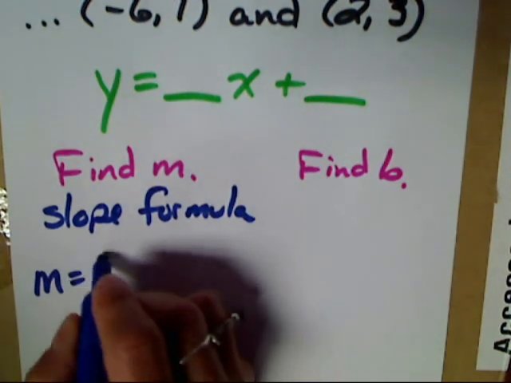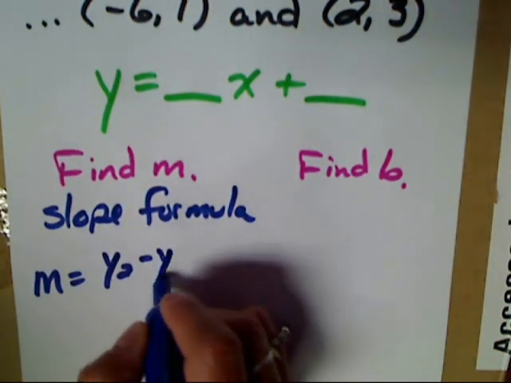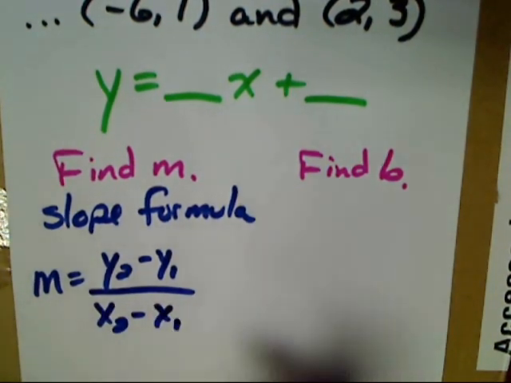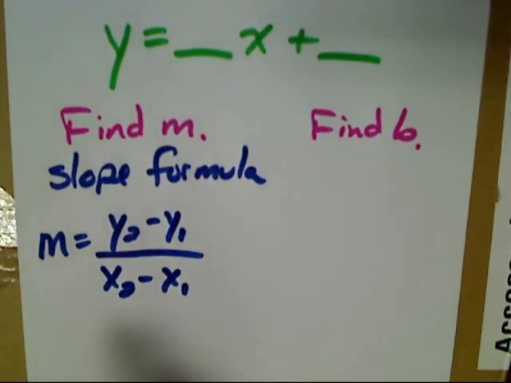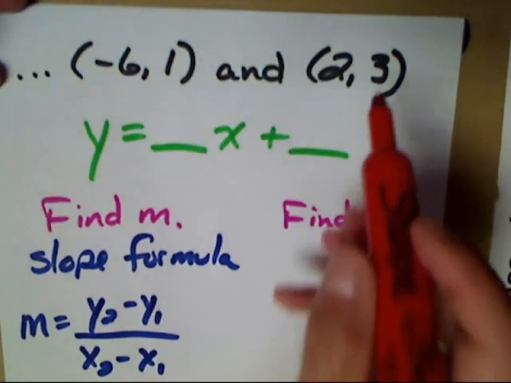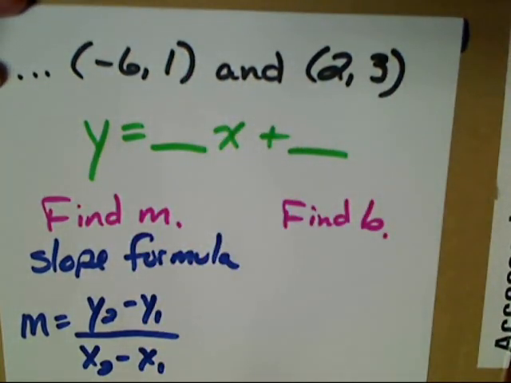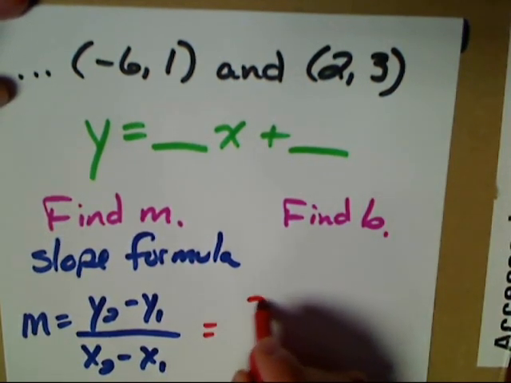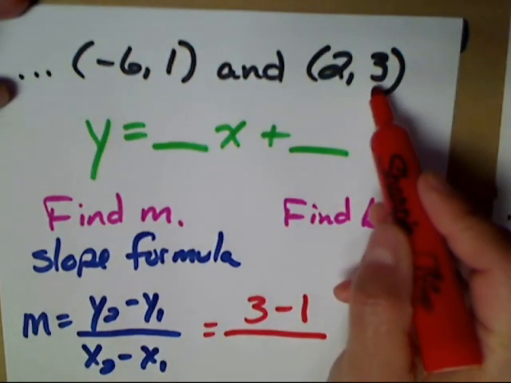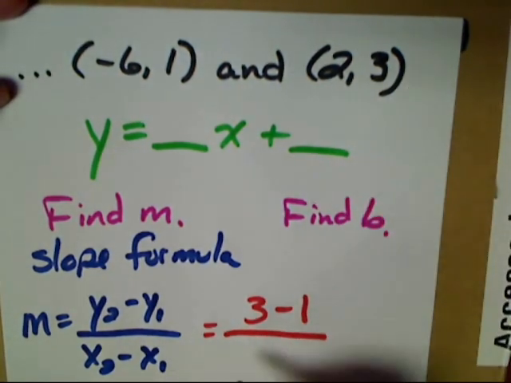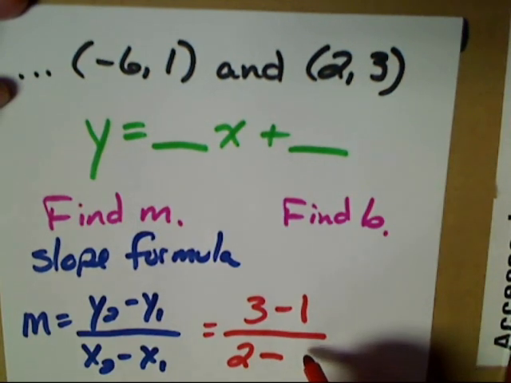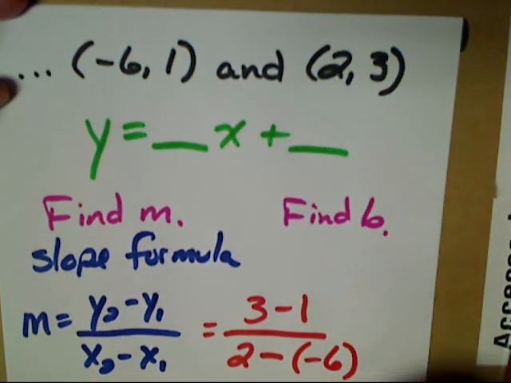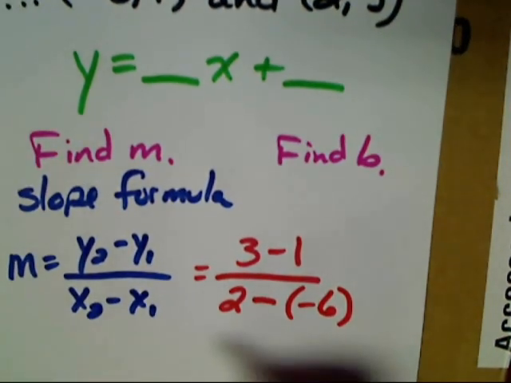Which is m is equal to y2 minus y1 over x2 minus x1. Once again, it does not matter which value we stick in for x and y, or the 1 and the 2, as long as they are part of the same pairing. So if I start off with y minus y, that's going to be 3 minus 1. Now because I started over here with y, right underneath it I have to start with its partner, 2. So underneath it's 2 minus, and what am I subtracting? Oh, a -6. Remember that -6 is not that subtraction sign, so I need to put my number -6 in parentheses. And now we simplify.